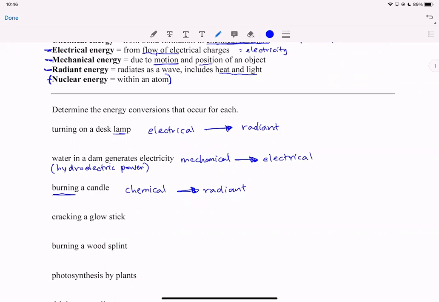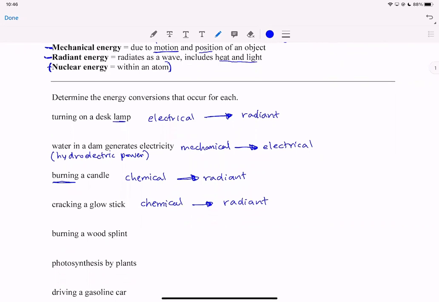And so what does that mean? Let's see. First of all, you know you get light. So on the other end is radiant energy, because light is energy that radiates as a wave. But where did it come from? It didn't come from nowhere. It came from the chemical reaction of those two reactants. And a chemical reaction is chemical energy.